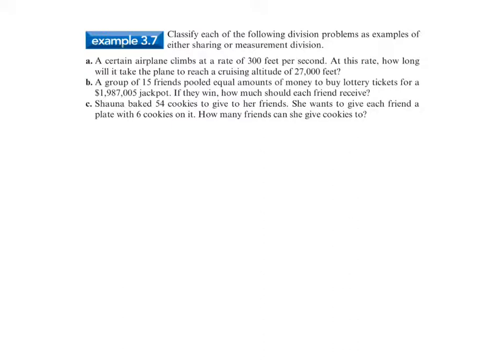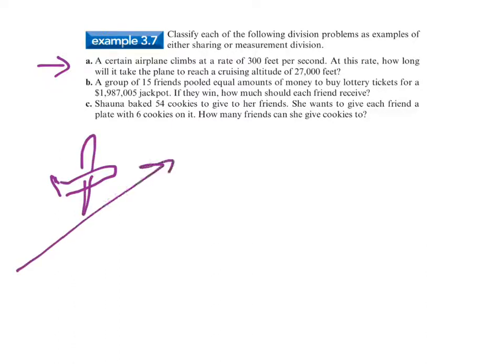Part A. A certain airplane climbs at a rate of 300 feet per second. At this rate, how long will it take the plane to reach a cruising altitude of 27,000 feet? Okay, so here's our little plane. The plane is climbing. The plane climbs at a rate of 300 feet per second.